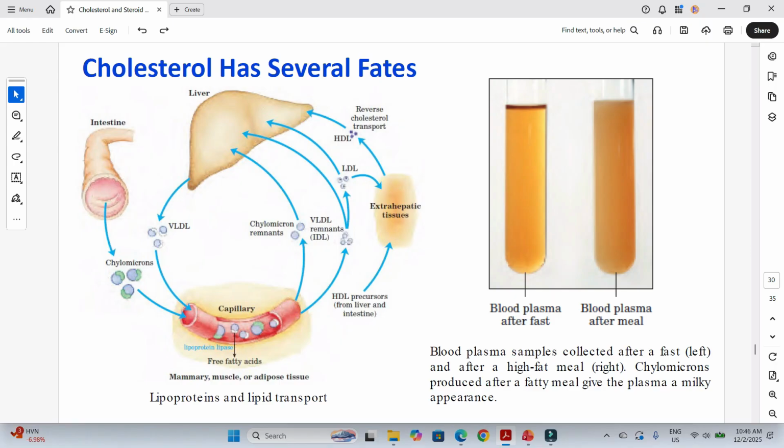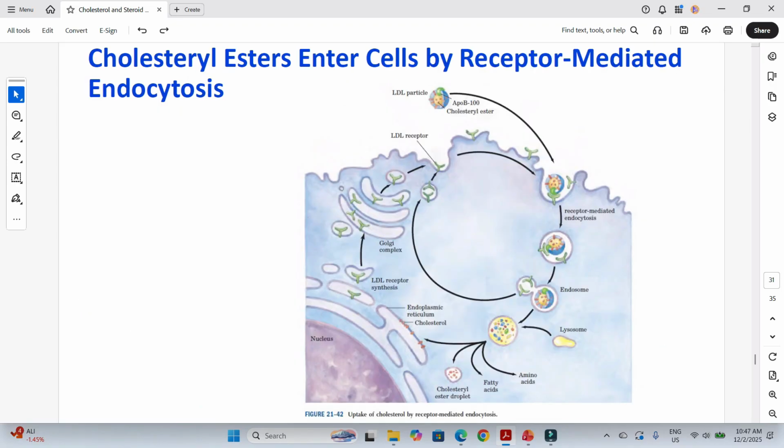Now, I did not mention it earlier, but the HDL is associated with reverse cholesterol transport because it transports cholesterol from extrahepatic tissues to the liver. Remember, HDL originates from the liver and the intestine and collects cholesterol from extrahepatic tissues and delivers it back to the liver. Now, this is essentially endocytosis, as I mentioned earlier, like the chylomicron remnants. Ultimately, it's internalized by the liver.